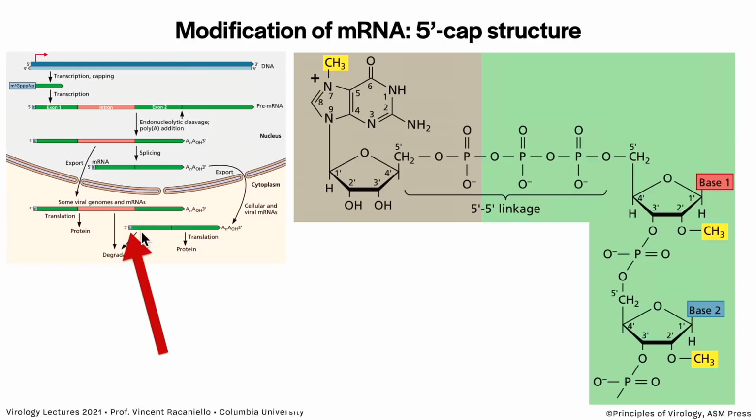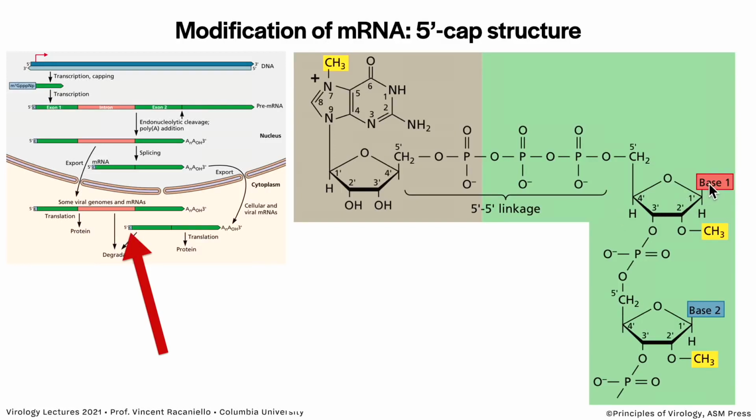So here is the mRNA. We've talked about this process of transcription and splicing and polyadenylation and capping. Here's what a cap looks like, which I diagram in all these as a little blue box. Yeah, that's the cap with the red arrow. So here it is chemically on the right.